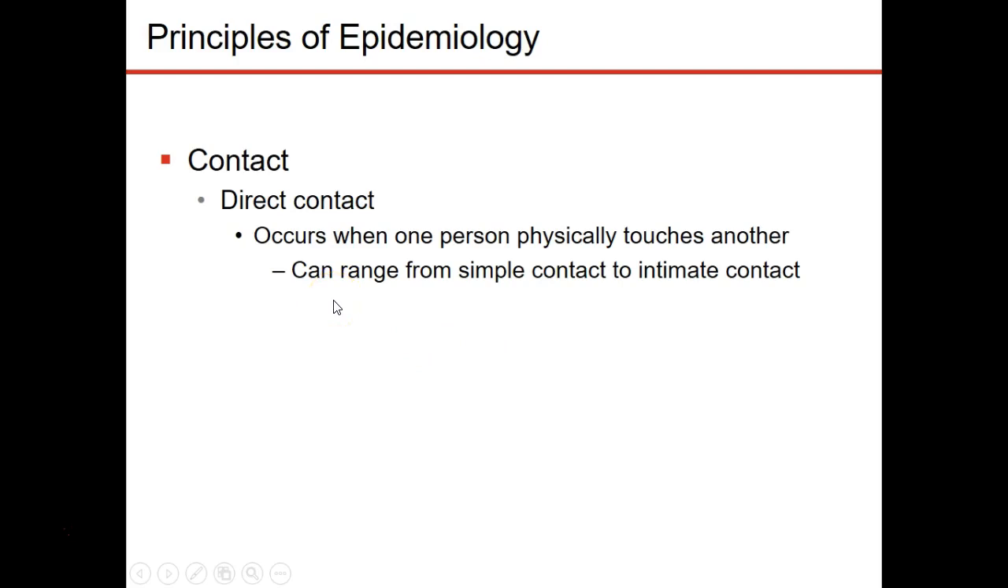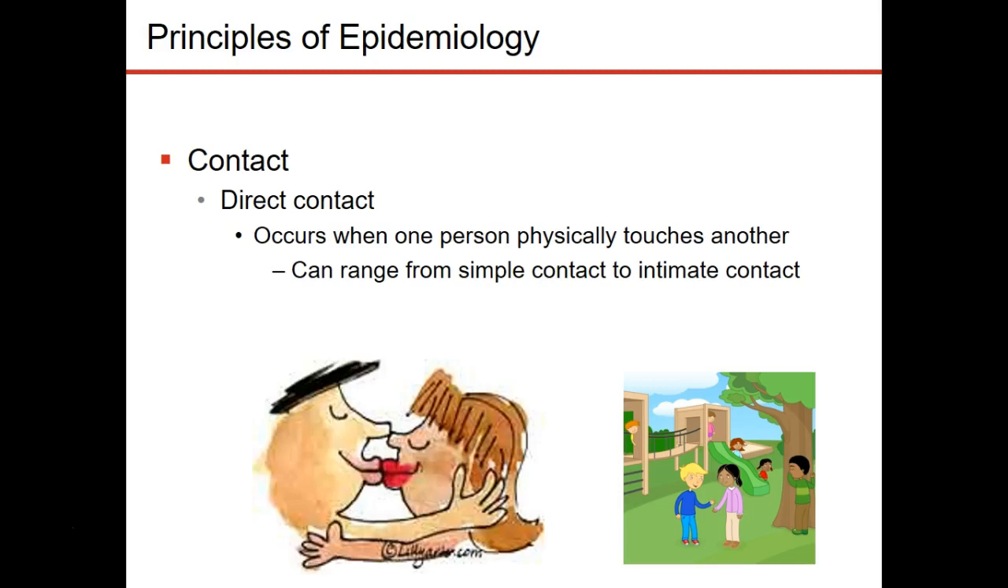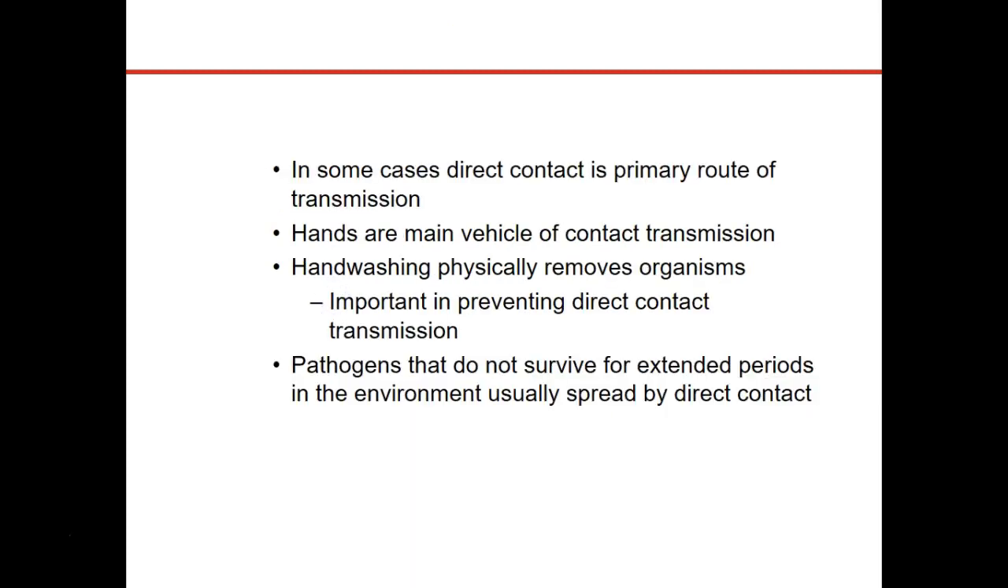So direct contact occurs through physically touching individuals. Most often we see direct contact through children or through couples. The hands are the main vehicles for direct contact, and so one of the best preventions from transmitting disease is washing our hands.